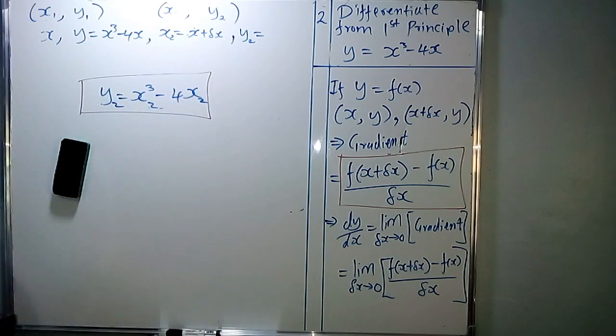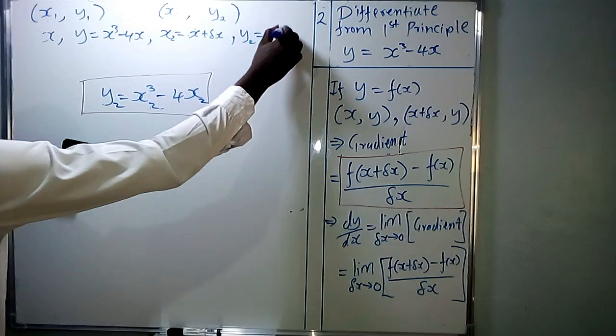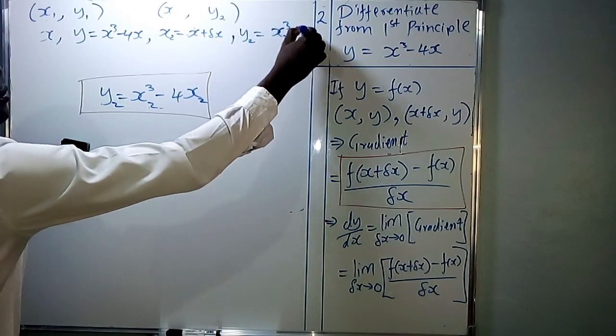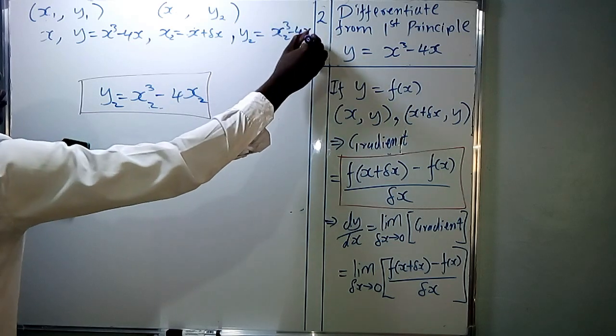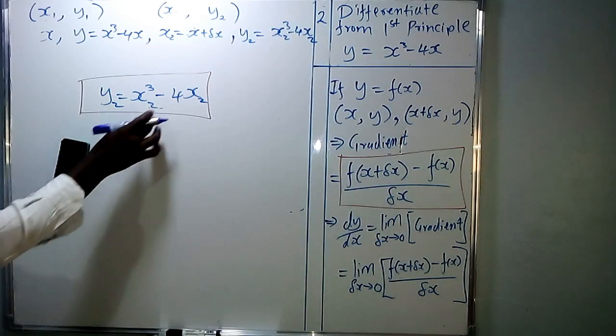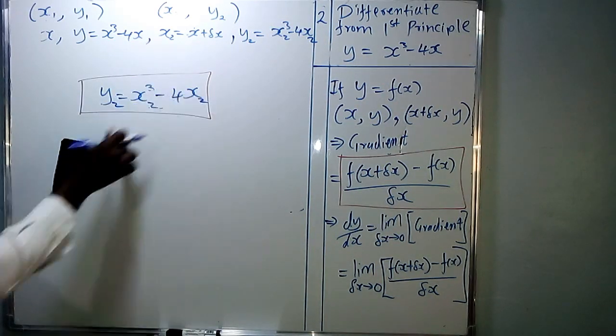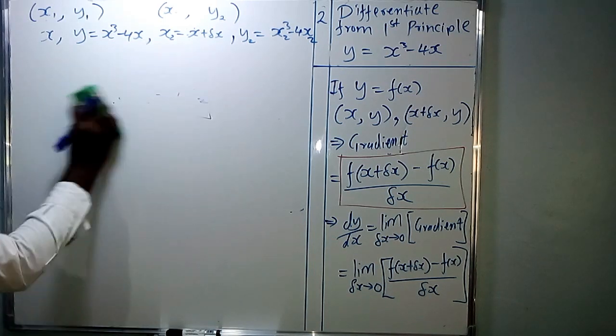Are you seeing the scenario? So what is y2? It is x2 cubed minus 4x2. Are we together?